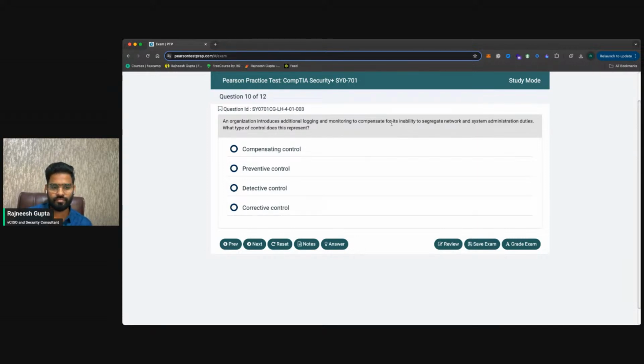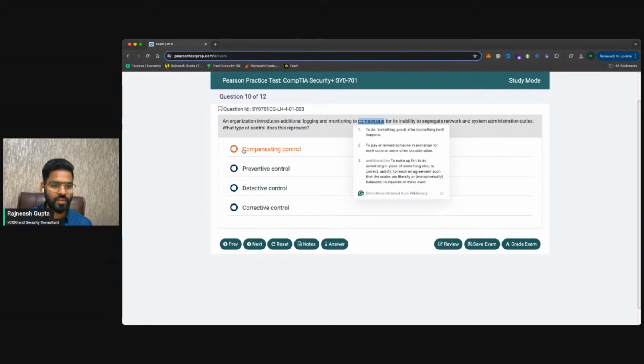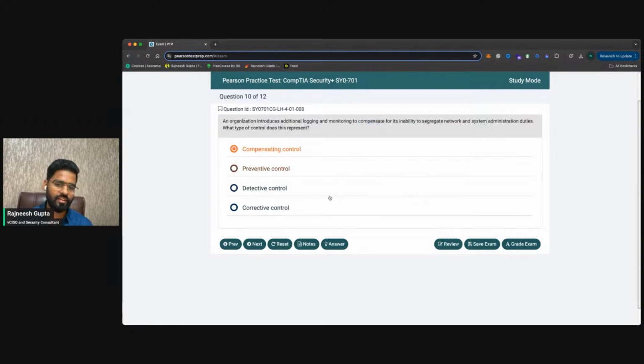So what could be the answer? The question itself has an answer, guys. Make it quick. Make it really quick. Nope, nope, nope. It cannot be corrective, because corrective is a control which is implemented when something happened in the past. Nothing happened here, right? The question itself has an answer, guys. Compensate. So it should be compensating control, right?